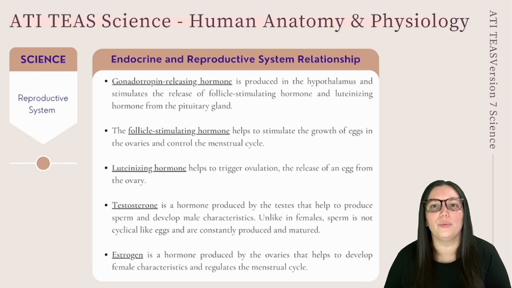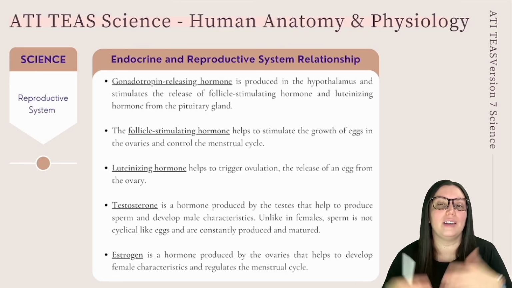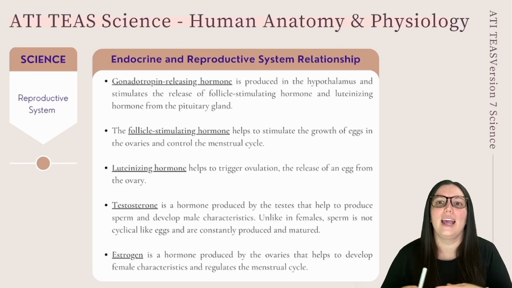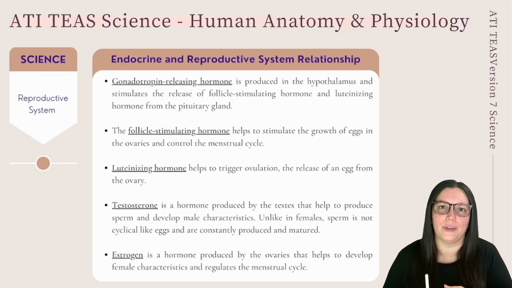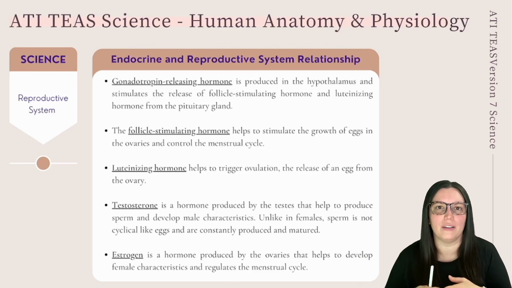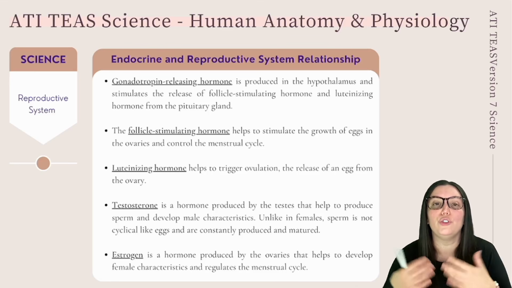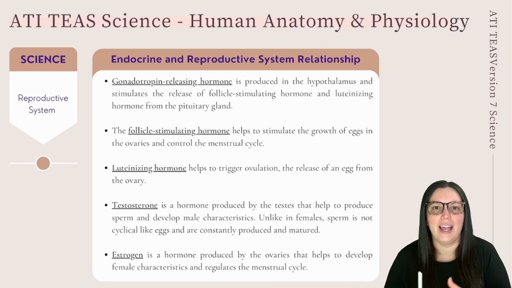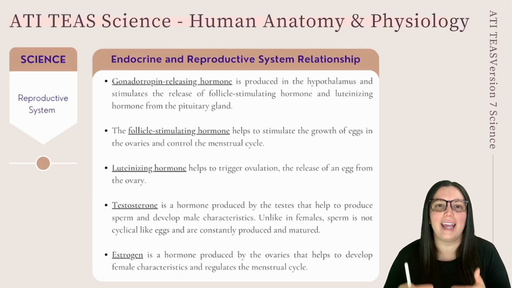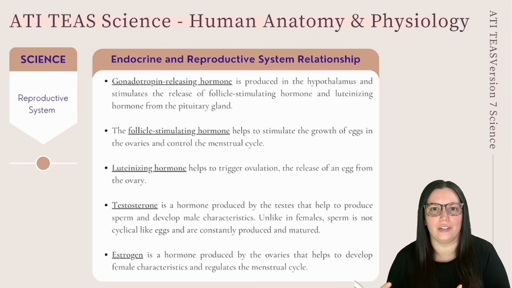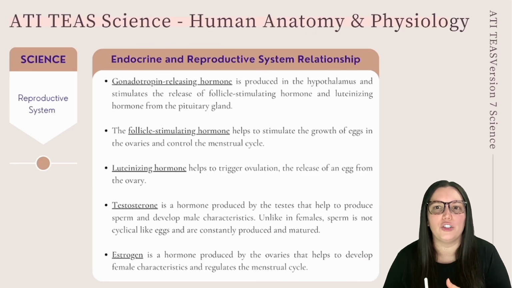Estrogen is a hormone produced by the ovaries to help with the development of female characteristics and regulates the menstrual cycle. So what does this look like in females? In a female reproductive system, the follicle-stimulating hormone signals the ovaries to produce more estrogen. Estrogen causes the egg to mature. Luteinizing hormone is released, causing the eggs to produce progesterone to prepare the endometrium for implantation.